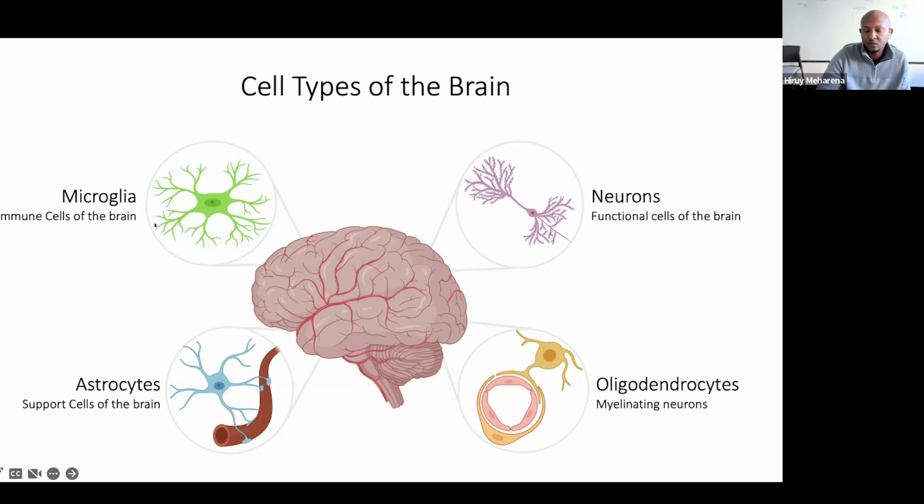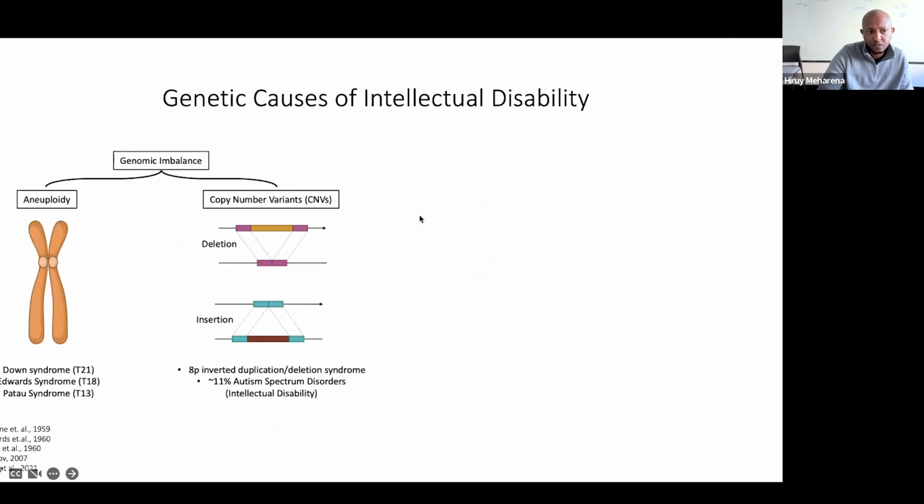These are the immune cells of the brain, ensuring that there is no debris or cell death and regulating infection in the brain. So collectively, this is what makes our brain. My lab is really interested in understanding intellectual disabilities, and predominantly we're interested in genomic imbalance intellectual disabilities.